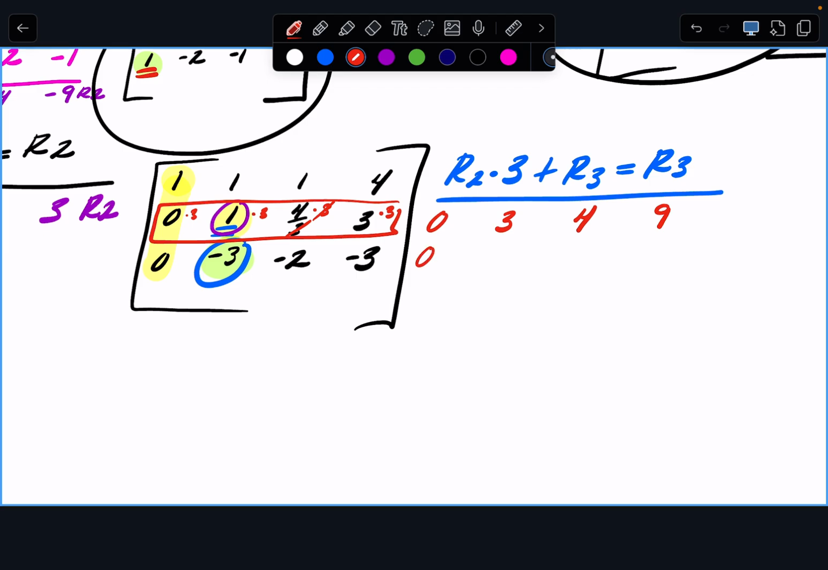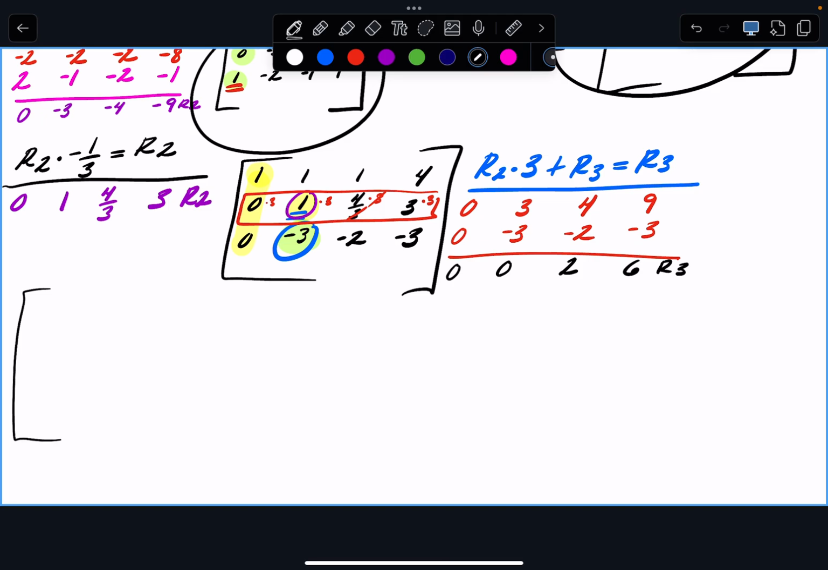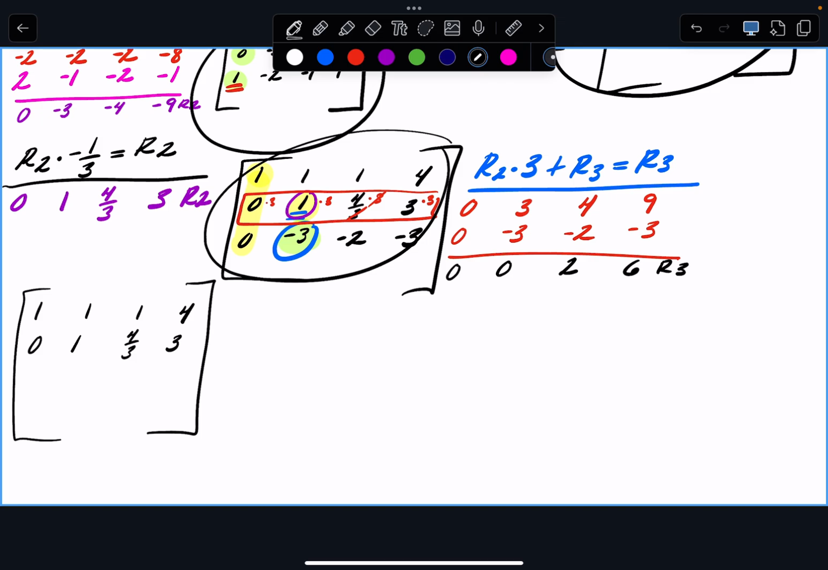Row 3 is currently 0, negative 3, negative 2, negative 3. I write down the current row 3 so that they're lined up so I just don't make errors. So that's 0, 0, 2, 6, and that's row 3. Okay, I rewrite my matrix again. We were here. Row 1 didn't change: 1, 1, 1, 4. Row 2 didn't change. We used it, but it didn't change it: 0, 1, it's still 4 thirds, and it's still 3. Row 3 just became 0, 0, we're so close, guys, 2, 6.